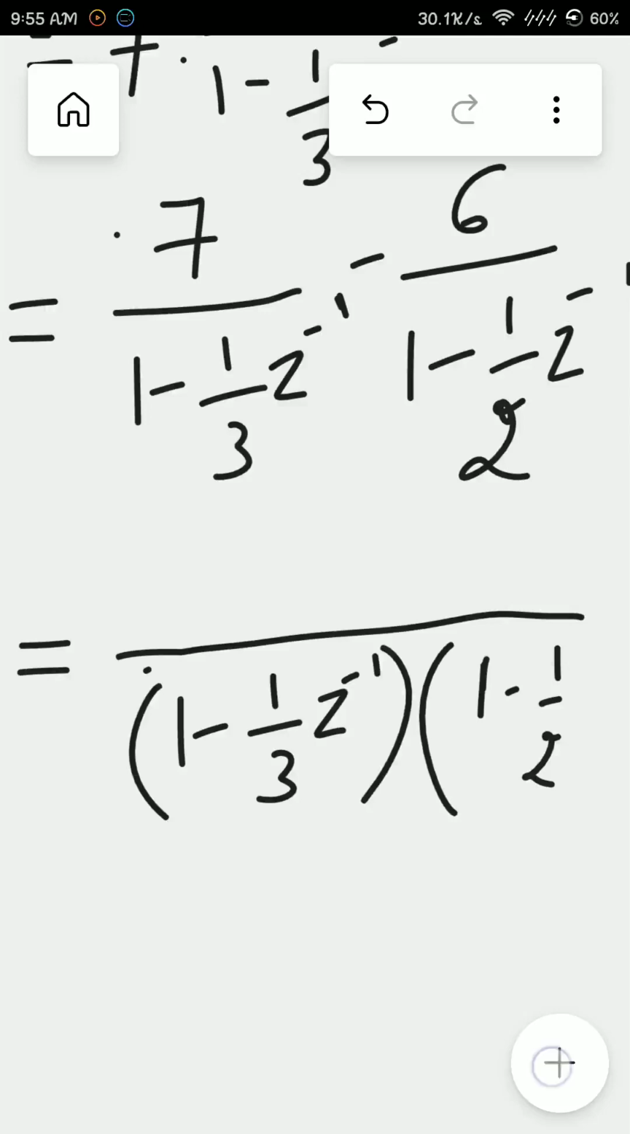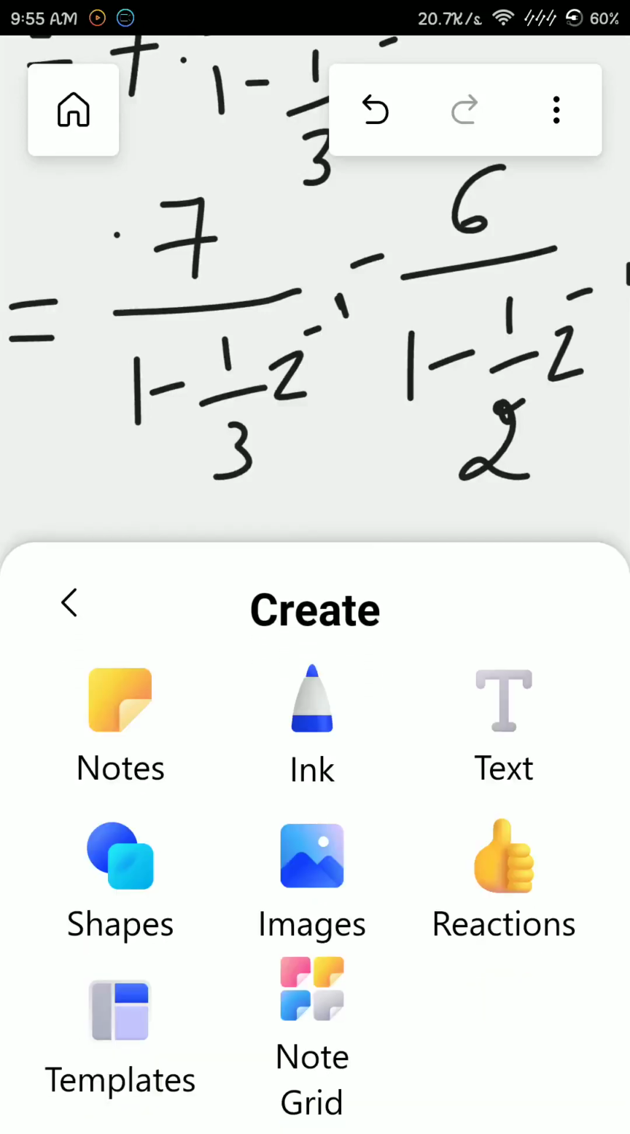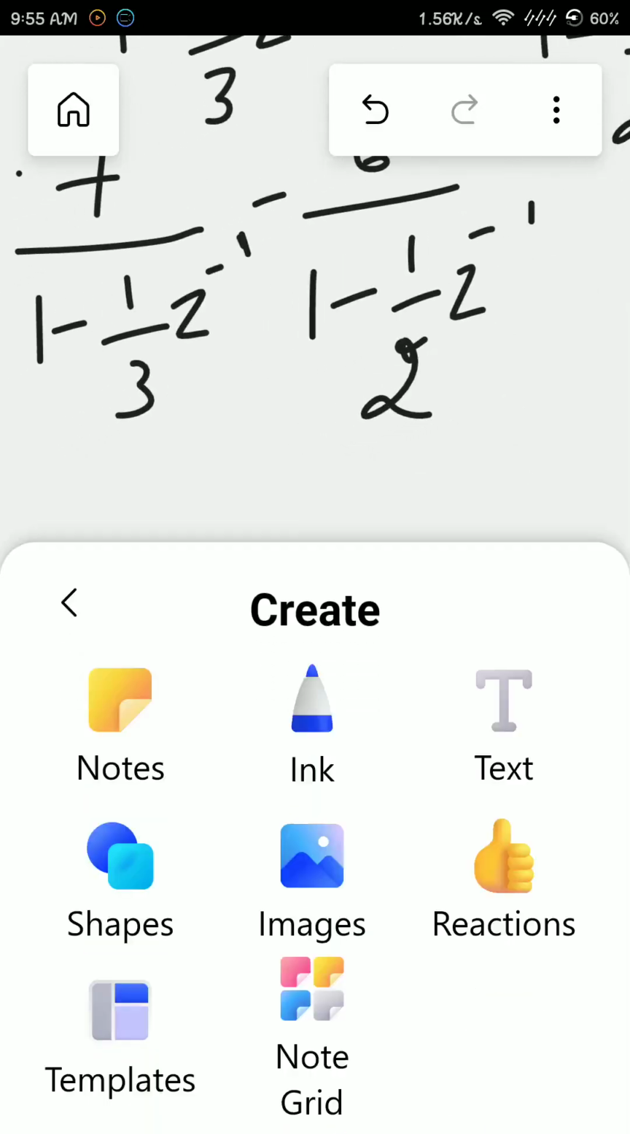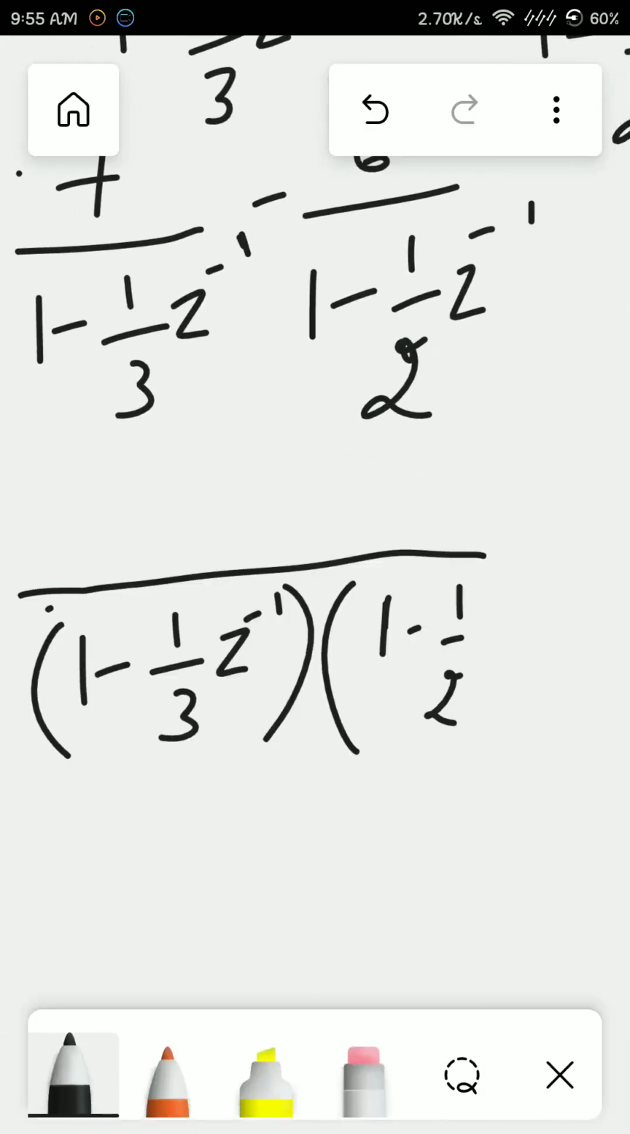Just a second guys, I'll push it over here. So it is 1 minus 1 by 2 z inverse. Right, you got it right.